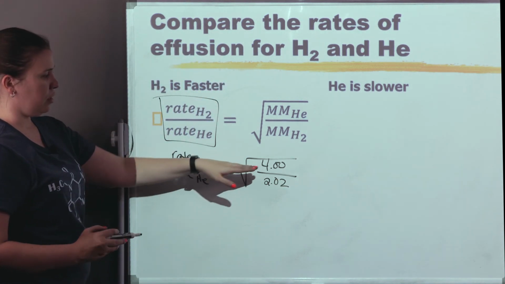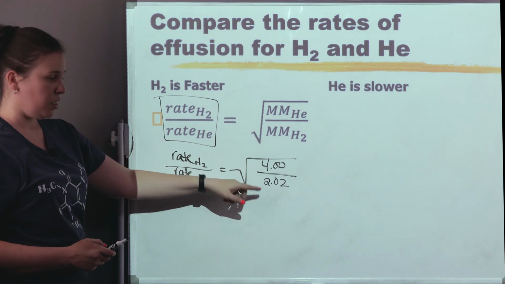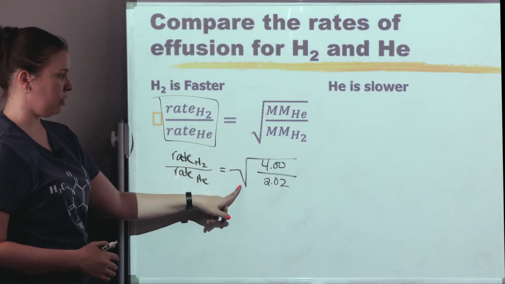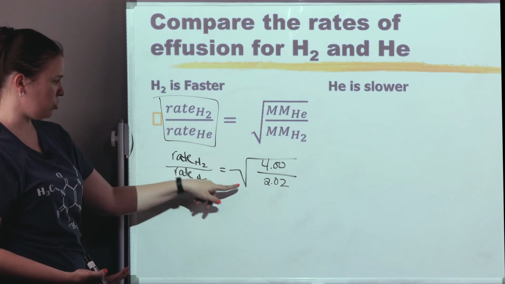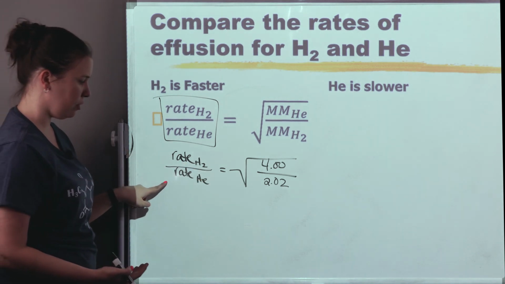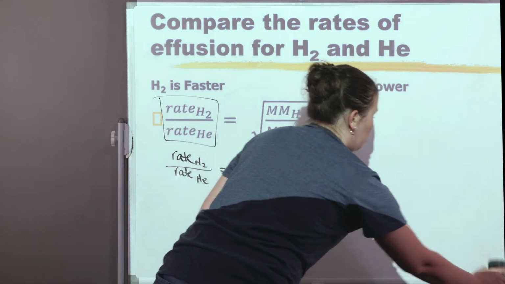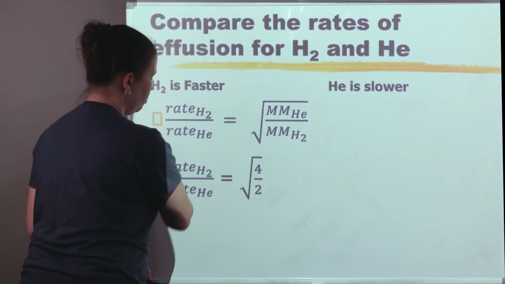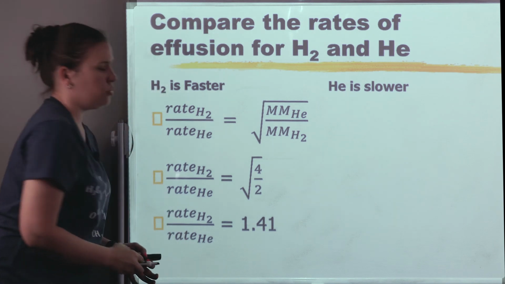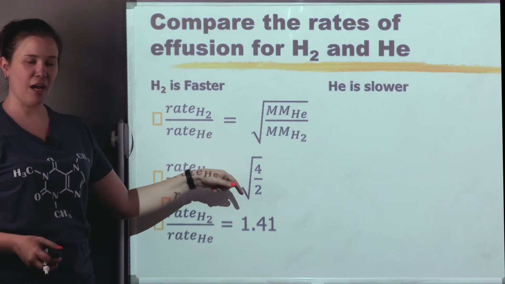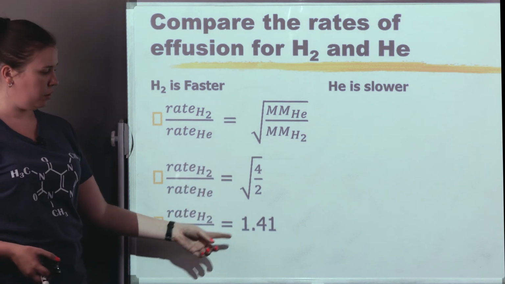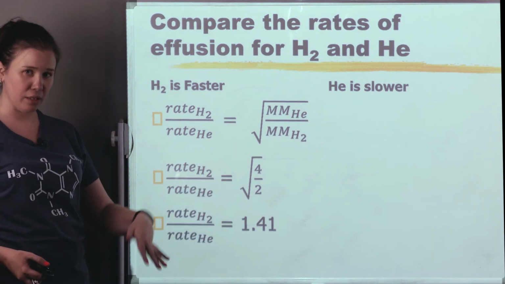So calculating 4 divided by 2 and then finding the square root of that number is going to give me the ratio of how much faster hydrogen moves than helium. When you get your final answer, simplify it to the decimal point. Don't leave this as a fraction. Don't leave the radical on it. I'm not doing your math for you. Give it to me as a decimal. Plug it in the calculator.